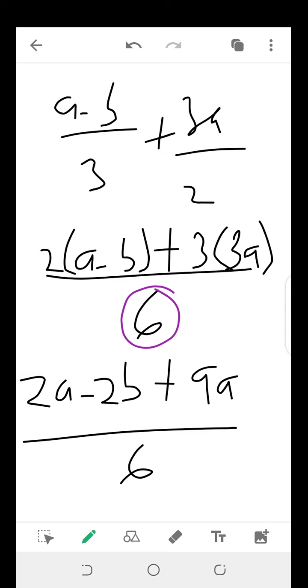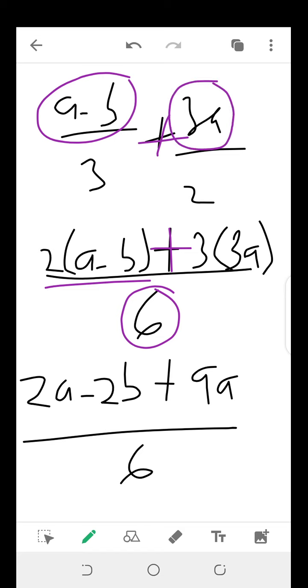6 divided by 3 is 2, and that 2 you use to multiply the numerator of the first fraction. So 2 here is multiplying the numerator, and we have the whole of this. We bring the operation sign, which is plus, here. Then 6, being the LCM, divided by 2, the denominator of the second fraction, we get 3, and we use it to multiply the numerator of the second fraction, and it becomes 3 times 3a.